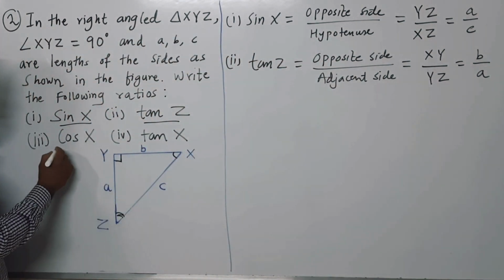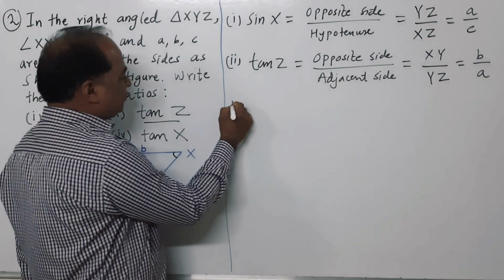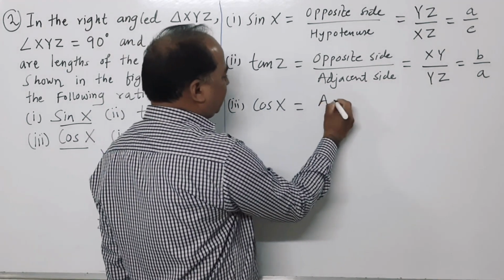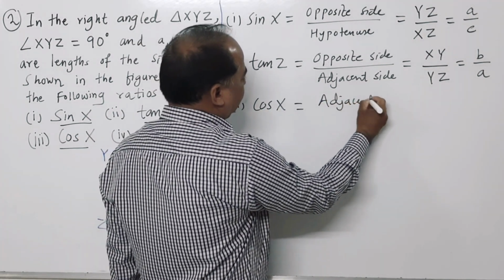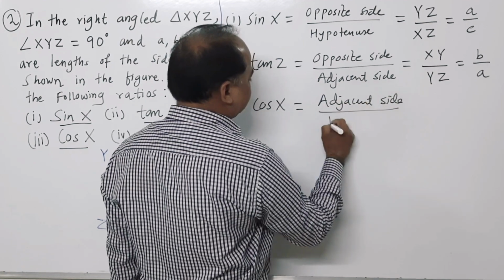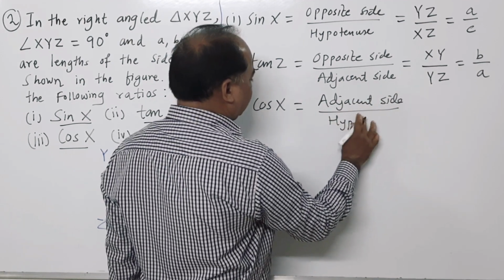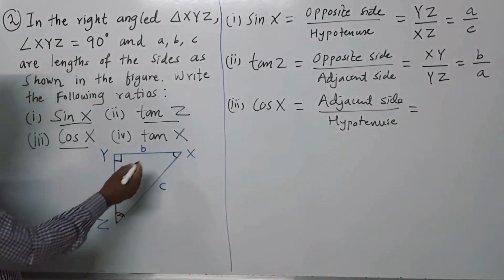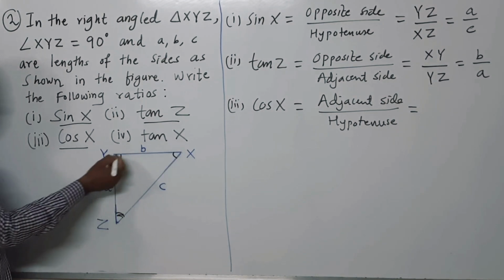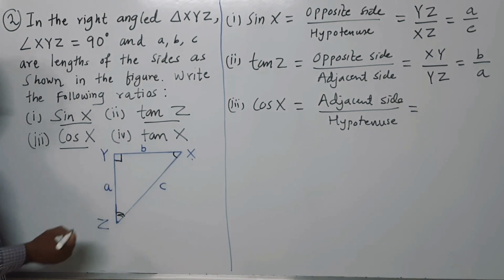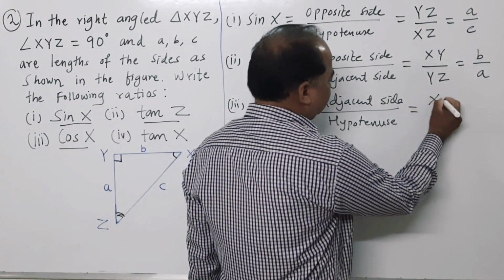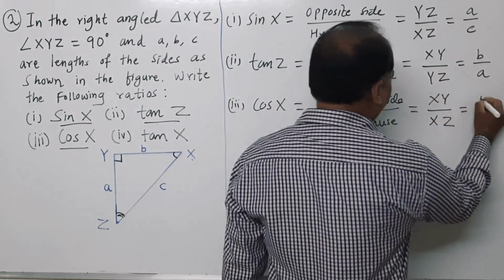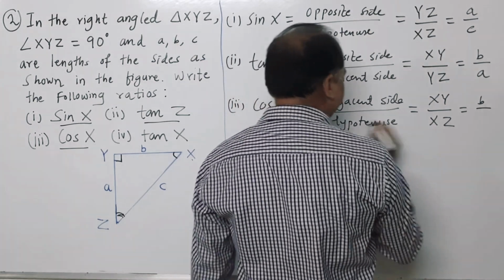Next is cos X. The third trigonometric ratio, cos theta, that is cos X of the angle, is given by the formula adjacent side upon hypotenuse. The adjacent side to angle X is XY and the hypotenuse is XZ. So XY upon XZ, where the length of side XY is b and XZ is c.